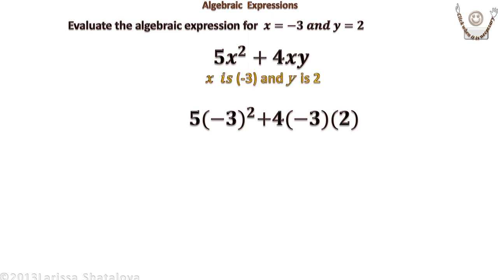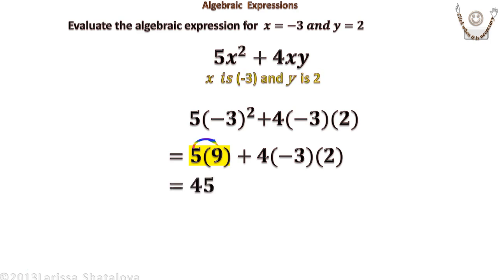And then negative 3 squared, we have to simplify by order of operations, exponents. It will be positive 9, and then multiplication: the 5 is coming from 5 times 9, and then the next piece would be positive 4 times negative 3, and then times positive 2. And the result would be negative 24. Now positive 45 and negative 24 together is 21. Positive.